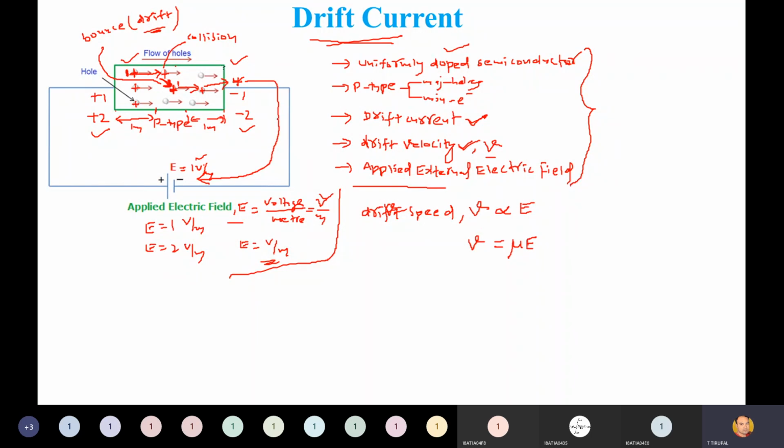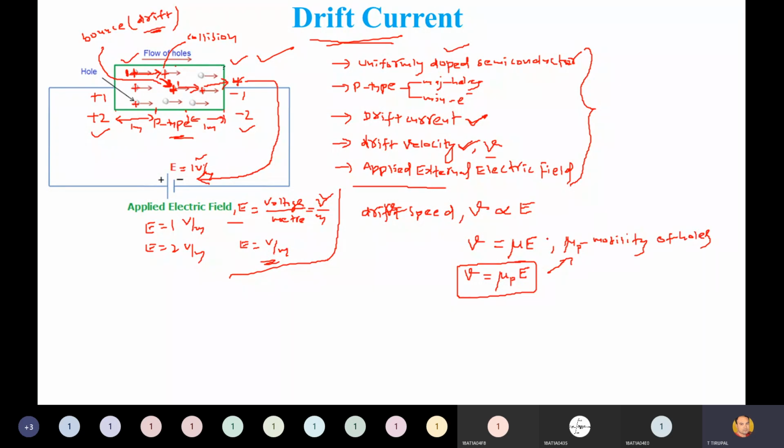Now, we are learning this for what type of semiconductor? This is a P-type semiconductor. So I can write drift speed V is equal to mu suffix P into capital E, where mu is called mobility of the charge carrier. It is the mobility of holes, because I am writing the suffix P here. E is electric field intensity, V is drift speed.